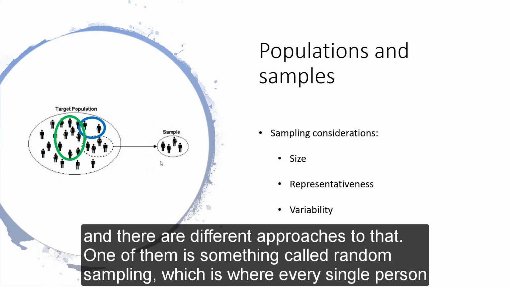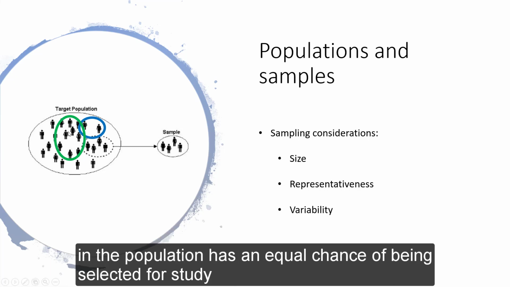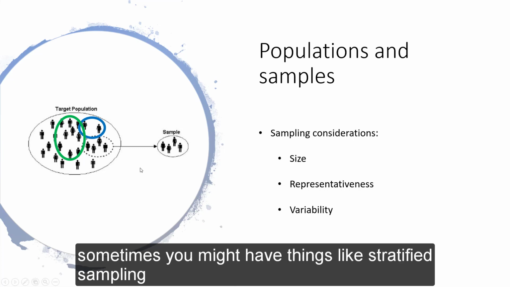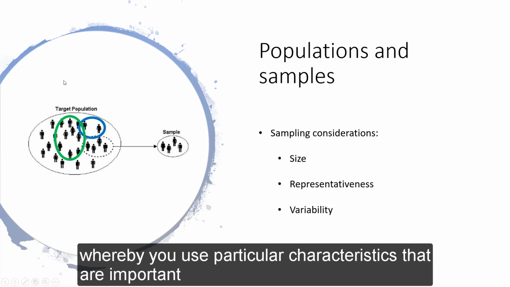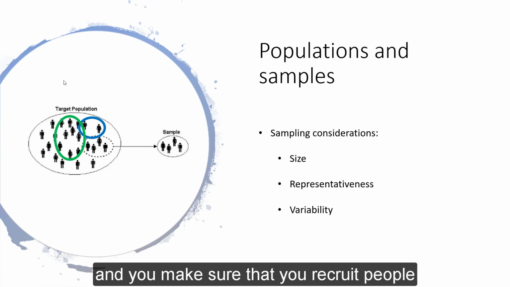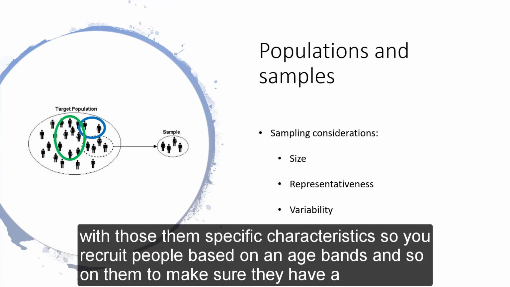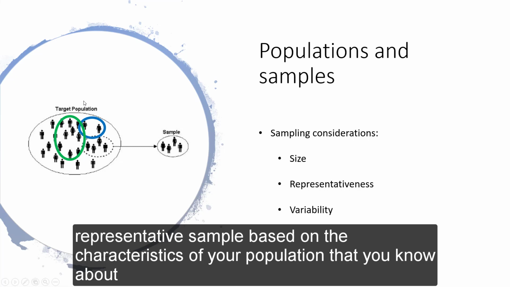One of them is something called random sampling, which is where every single person in the population has an equal chance of being selected for study. Sometimes you might have things like stratified sampling, whereby you use particular characteristics that are important and you make sure that you recruit people with those specific characteristics. So you recruit people based on age bands and so on, to make sure that you have a representative sample based on the characteristics of your population that you know about.